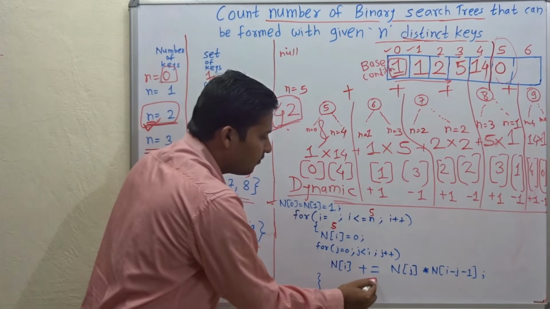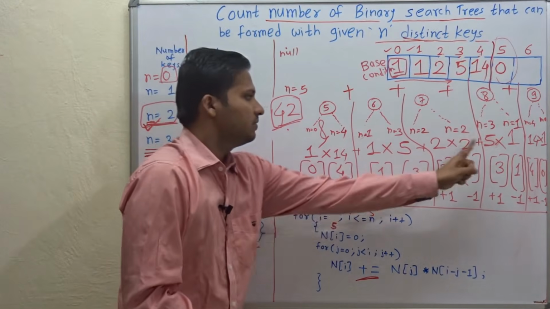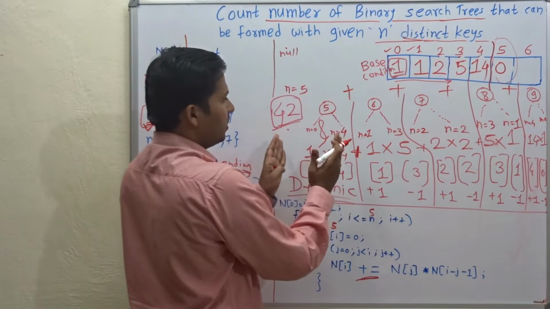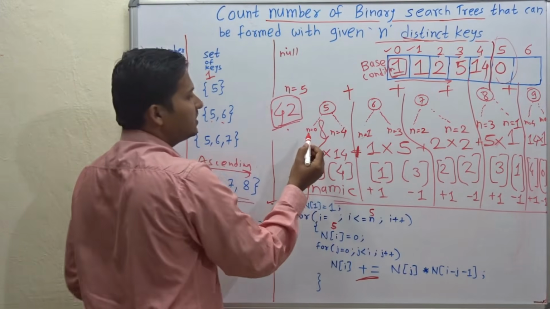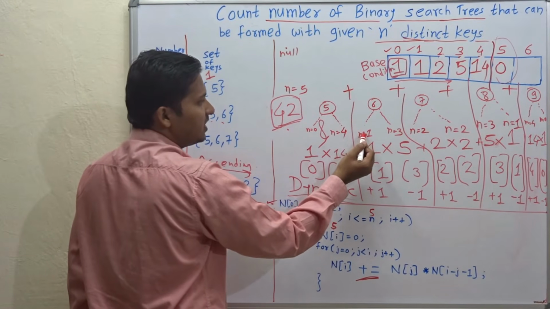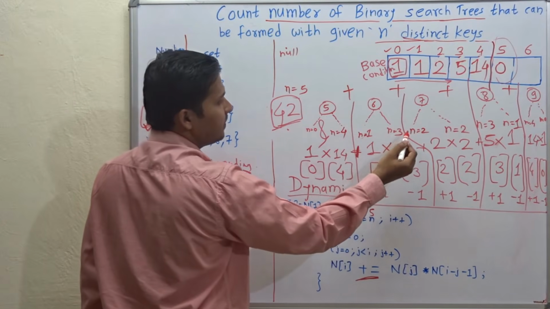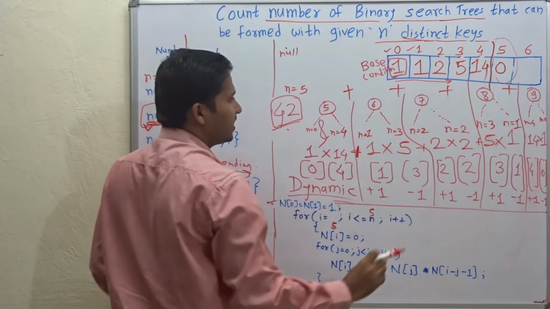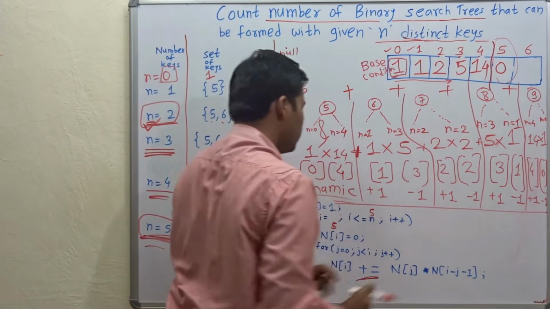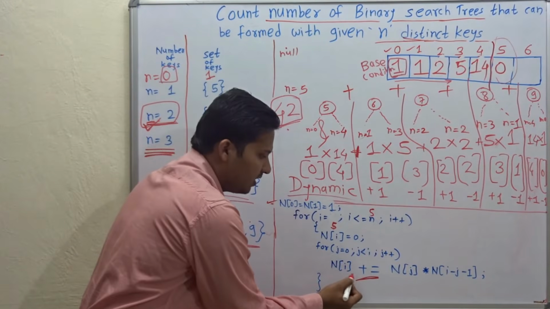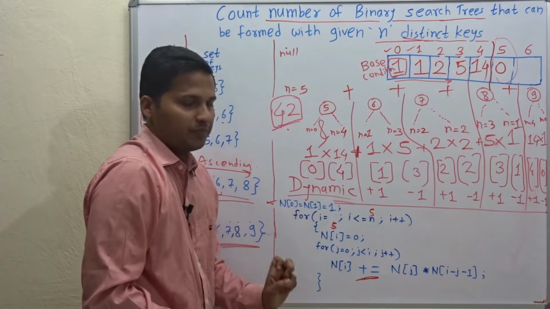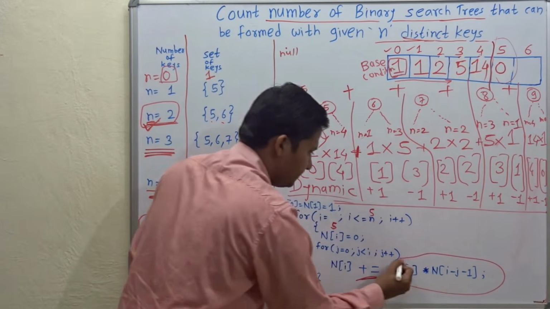Now as you know, we have to add the values. See, here we have added the outputs of each distribution. Distribution means 0 keys on left side, 4 keys on right side, then 1 key on left side, 3 keys on right side, 2 keys on left side, 2 keys on right side. So this is the distribution of left and right side, and we have added the values of those distributions. So that is why it is n of I equal to n of I plus, that is here plus equal to. Okay, now this is an important line.